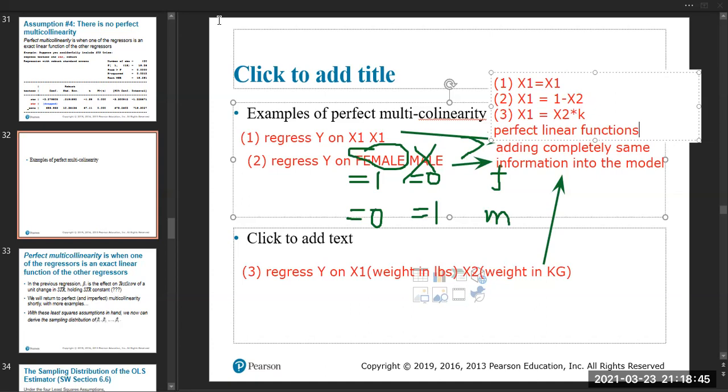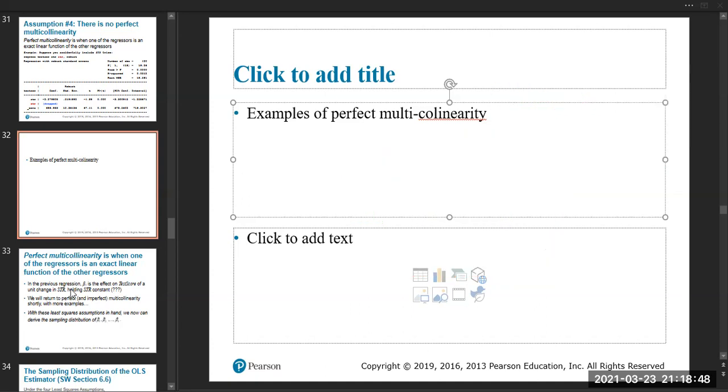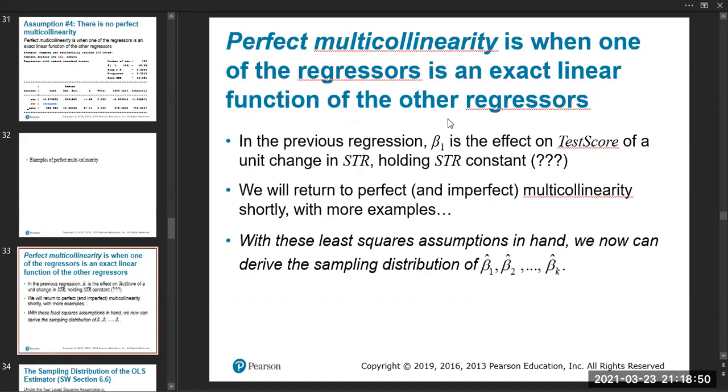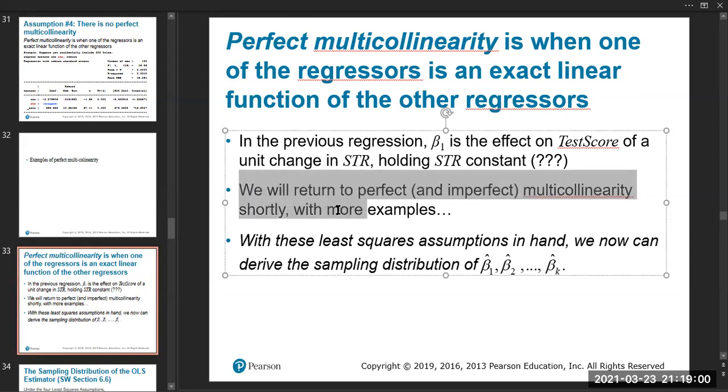Okay, so let's clear this part. Let's look at the formal definition. We'll return to this shortly.